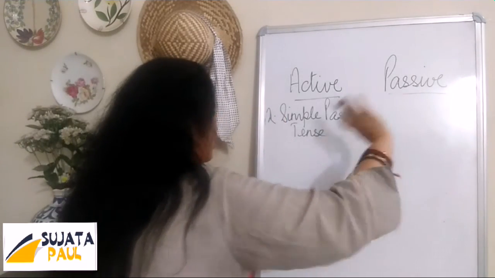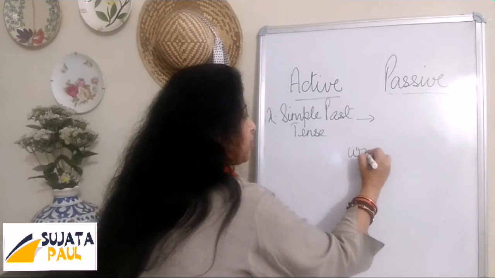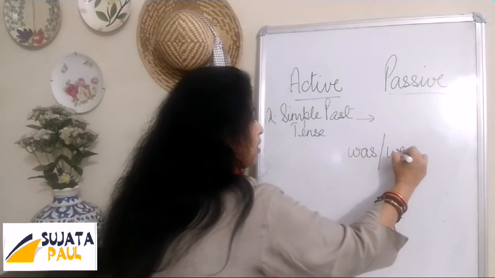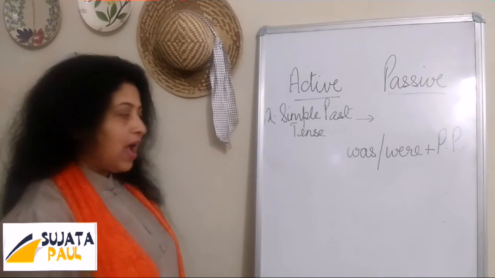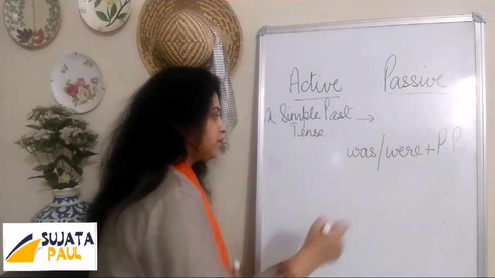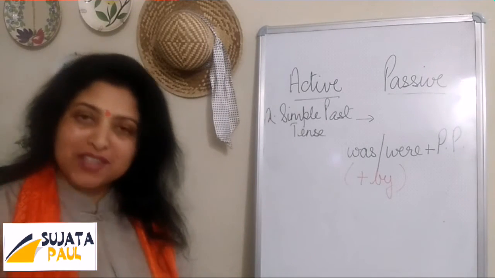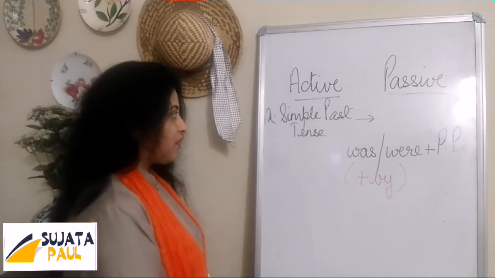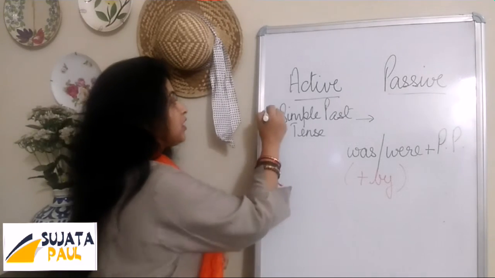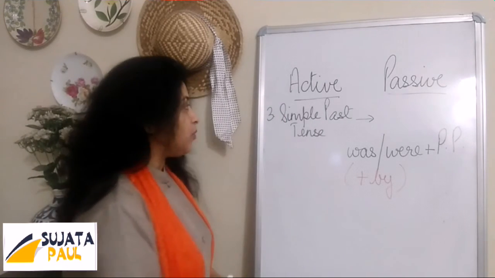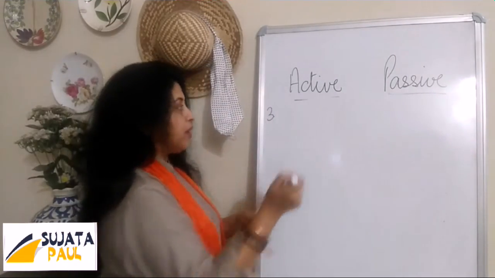So this is my second one. And the tense does not change. It remains the same. And over here, all that you do is you do was, were, plus past participle, and you could have plus by, but put this in bracket. Sometimes it is not taken. Alright? So now, if I have done this, let me go to my third one. And what is my third one? My third one will be my present perfect.